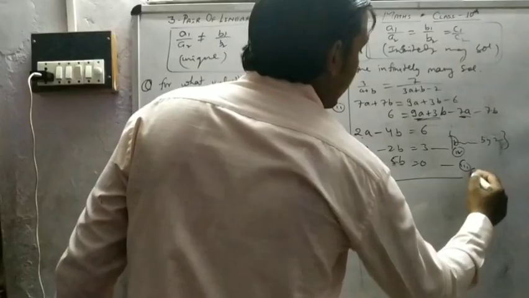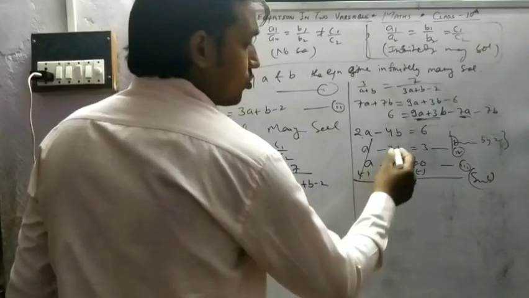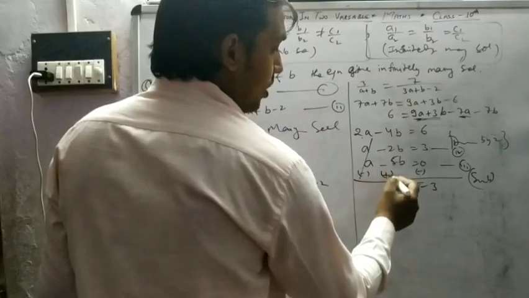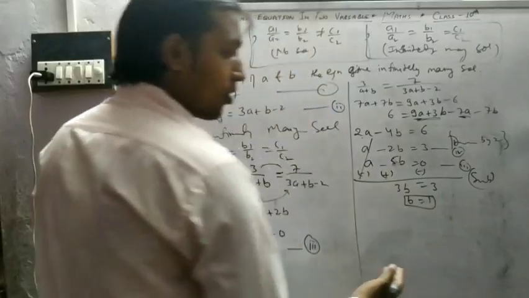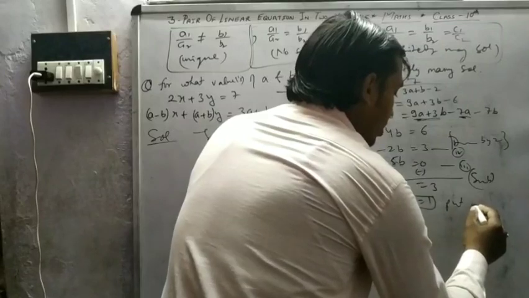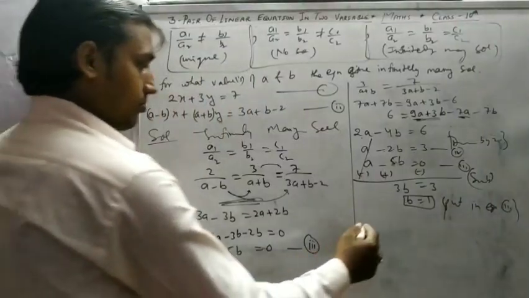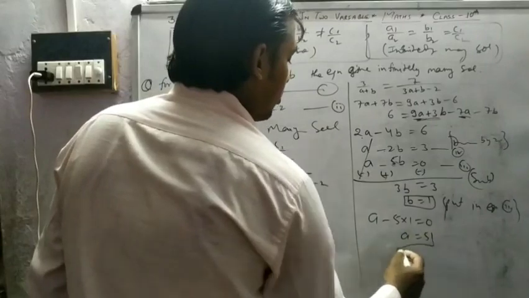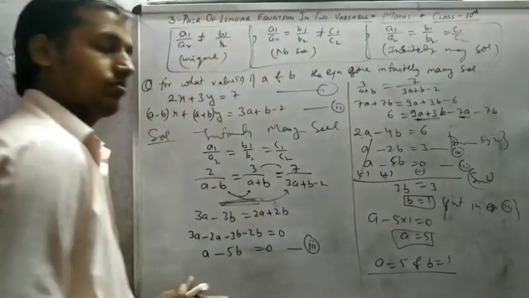Then subtract. a minus a cancels out, the sign of 0 does not change, that is 3, minus 2b plus 5b, that is 3b. So b is equal to 1. And the same process: when you get the value of 1 variable, you can put it in any equation, put it in equation 3. So we get a minus 5 into 1 is equal to 0, a is equal to 5. So a is equal to 5 and b is equal to 1.